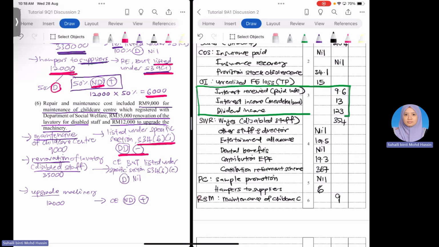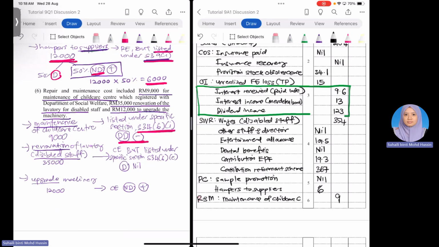Okay, right. So the second item is renovation of the lavatory for the disabled staff. This is capital expenditure, but this item is listed under a specific section, section 34 sub 6 sub E. Special deduction, where the government allowed the deduction. Not a double deduction, but a single deduction, because this one is actually capital expenditure.